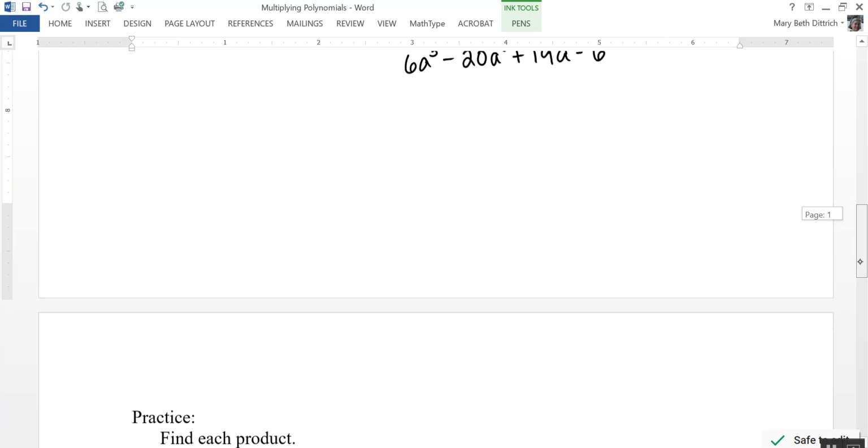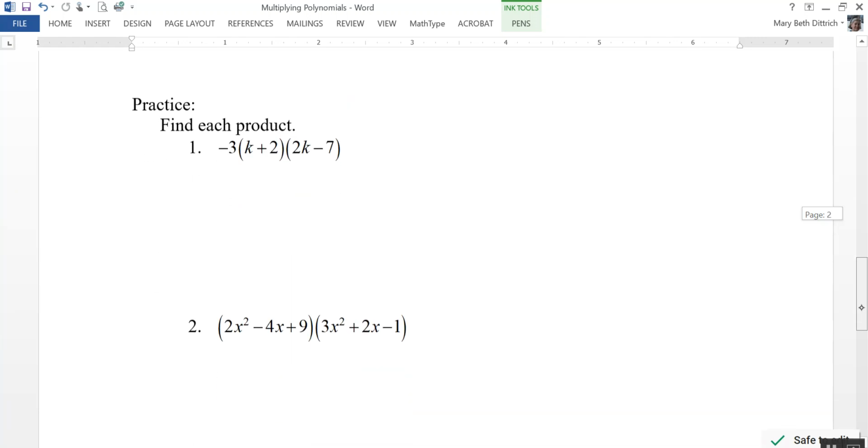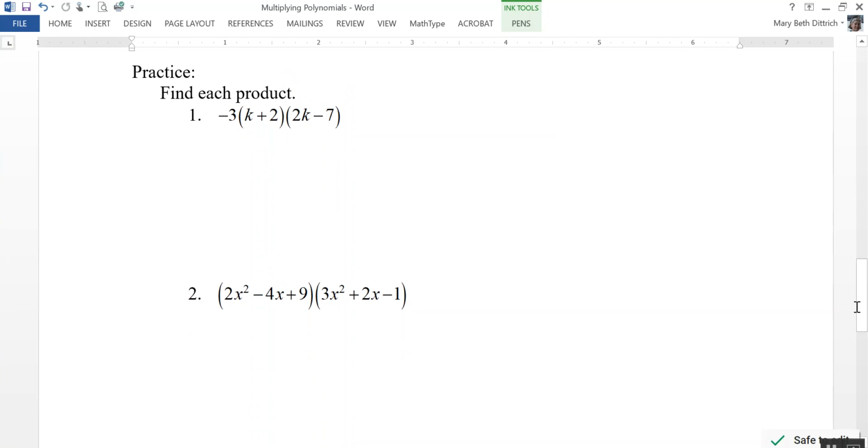So here are a couple problems that I'd like you to try on your own. So stop the video and do these two practice problems in your math journal.